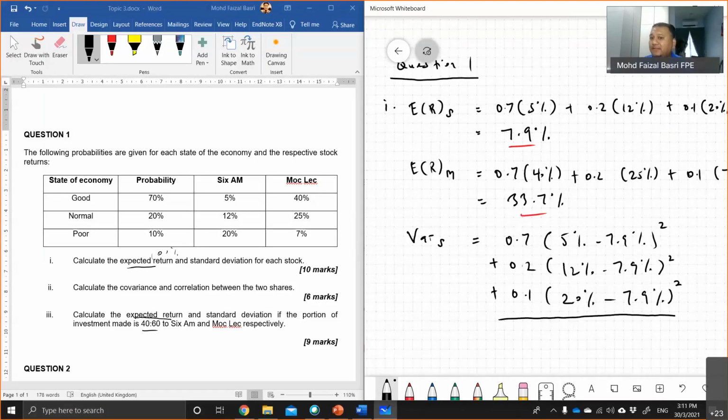Calculate the bracket first, obviously, mathematically: 5 minus 7.9, you get a negative, then square. Why we square, as I said, is to remove the negative sign. Then multiply with 0.7, and then add together with the second layer and also the third layer, to get the variance. The variance should be positive.